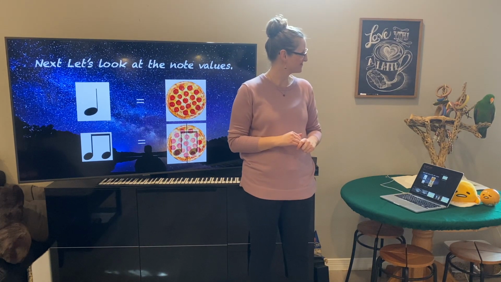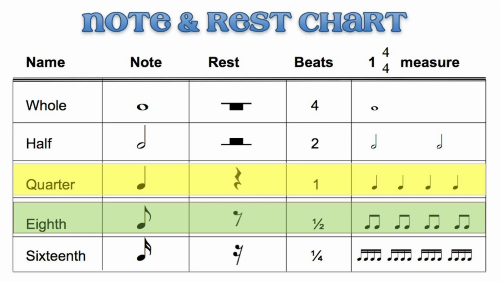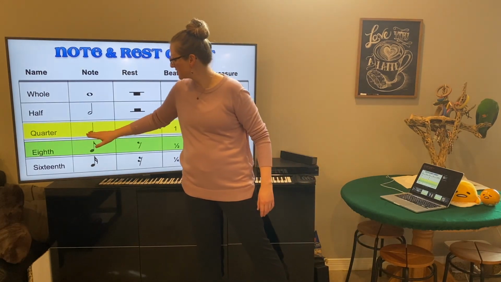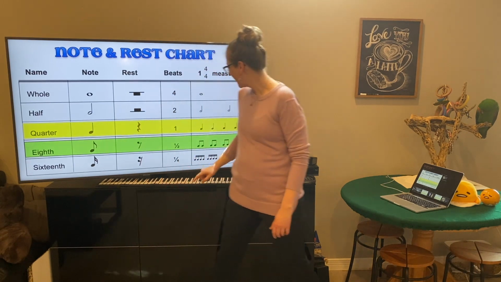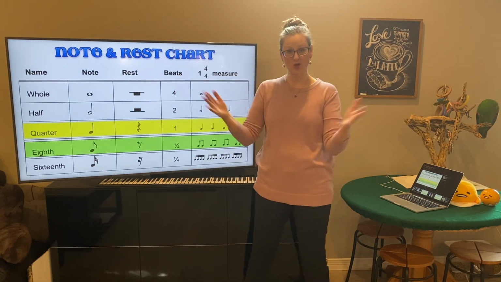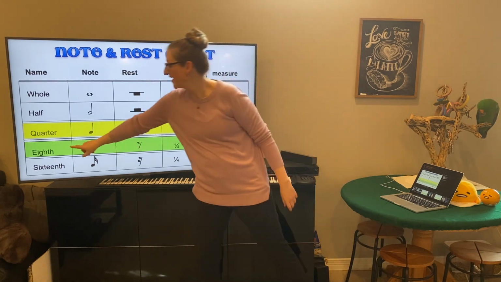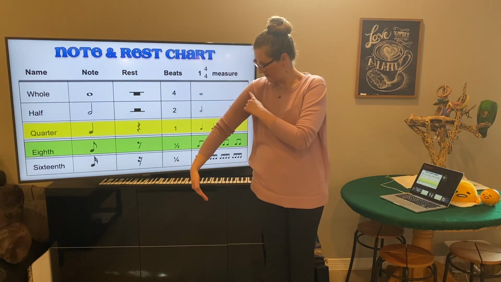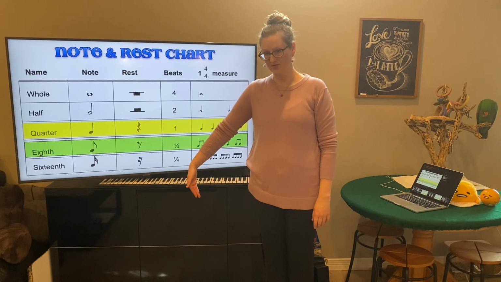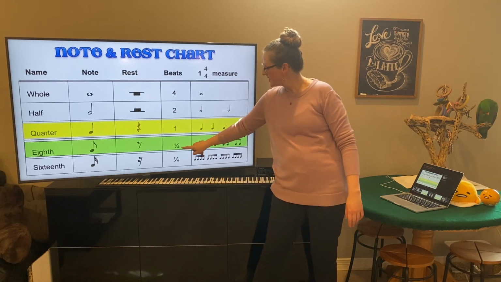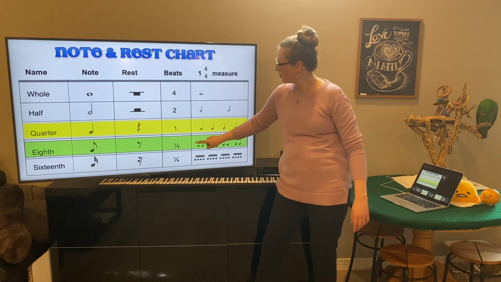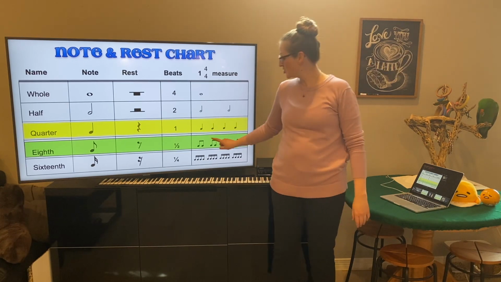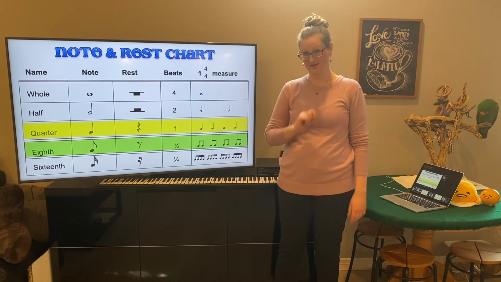What do you think, Skittles? On our chart here, we can look at the same thing. We have our quarter note that looks like this. It's filled in, and it's one beat. So we give it one clap. Here we have our eighth note. By itself, he doesn't have a friend, so his little arm hangs down, and he's only half a beat. Over here, he has a friend, so his arm is up. Two equals one here.